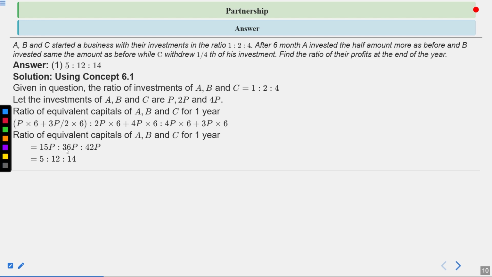So when we simplify it, p will be cancelled out and all the numbers are divisible by 3. So when we divide it, we get 5 ratio 12 ratio 14. So their profit ratio will also be in the form of 5 ratio 12 ratio 14. So the first one is the correct answer of this question.